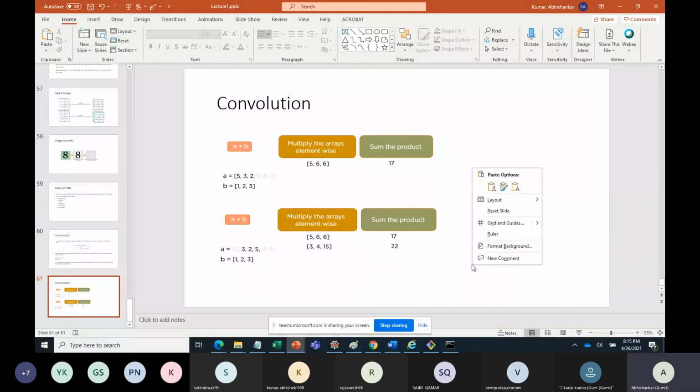So in an image also, all points are not important. So we want to just remove some of the points and reduce the size of the matrix. That's why we are doing this convolution. And that is the beauty of this CNN convolution operation.